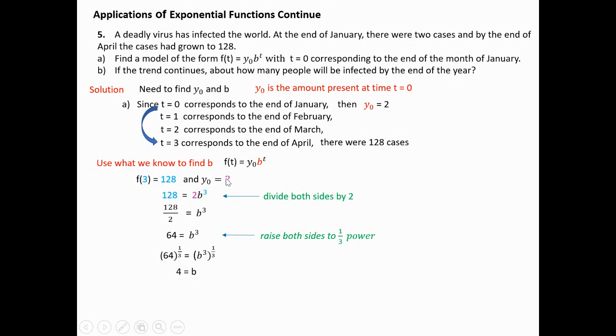So now I have my initial value and I have my b. Y naught is 2 and b equals 4. So I found my model. So y naught is 2 and b is 4. So this is the answer for A: f of t equals 2 times 4 to the t power. Now comes part B.